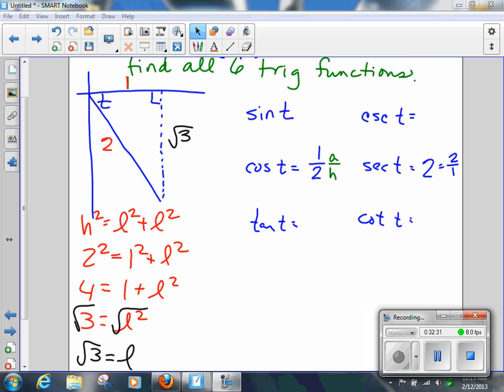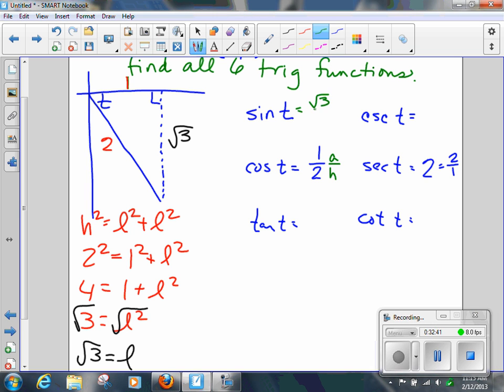All right, so what'd you get for sine? SOH, opposite over hypotenuse: √3/2. Cosecant then is going to be the reciprocal. And when you rationalize it, did you get 2√3/3? Okay, this is spooky. I'm trying to do this in my head. Tangent, TOA, opposite over adjacent: √3/1, which would simplify to just plain old √3, correct? And then when you flip that over and rationalize, don't you get √3/3? Yes.